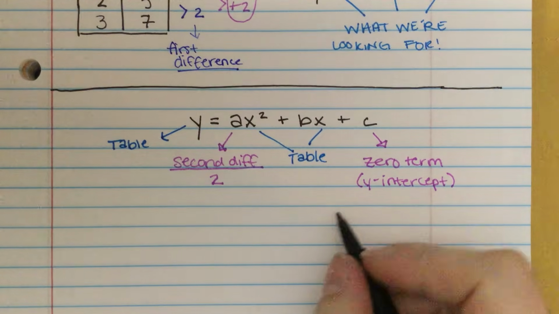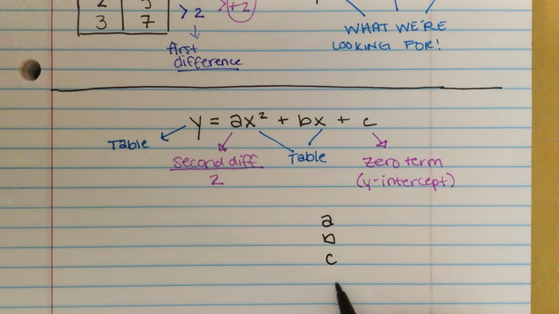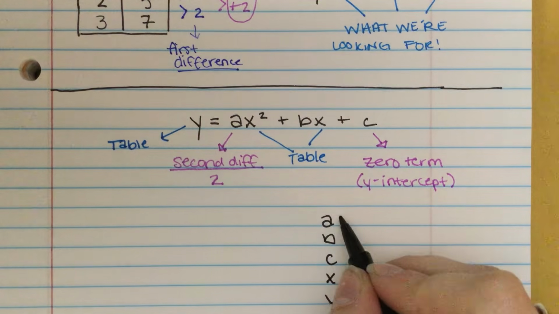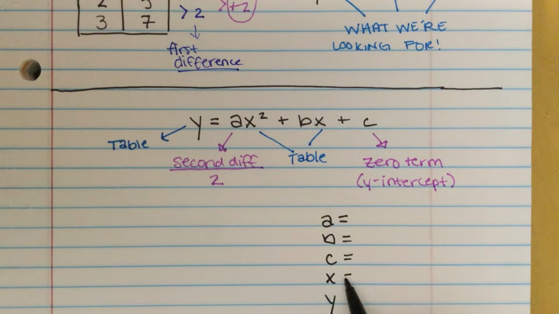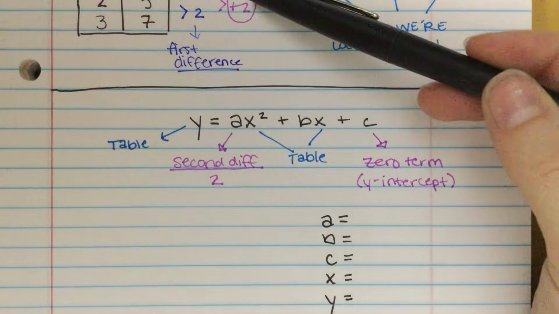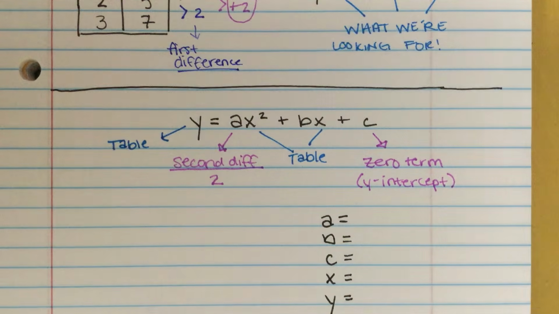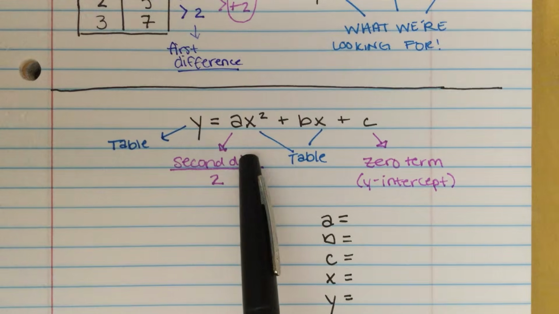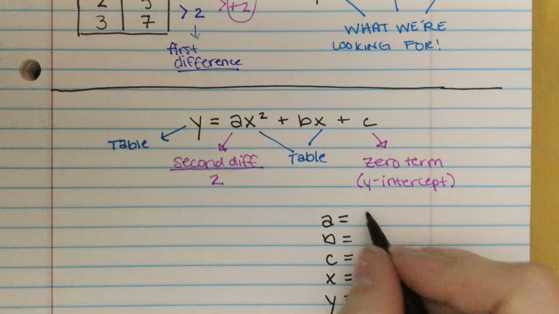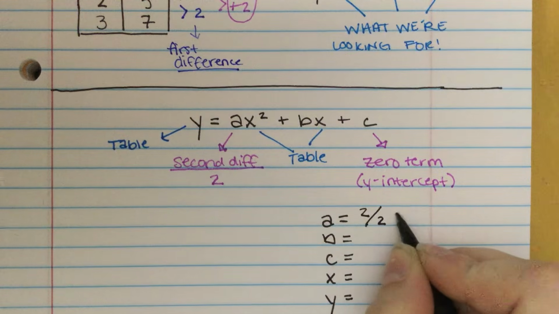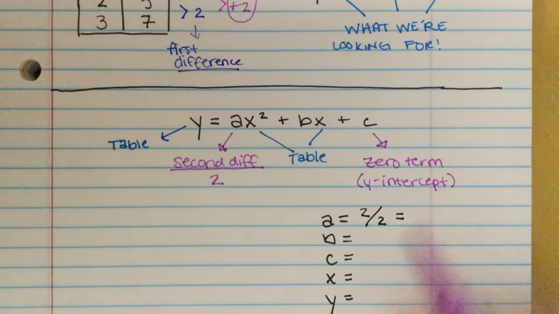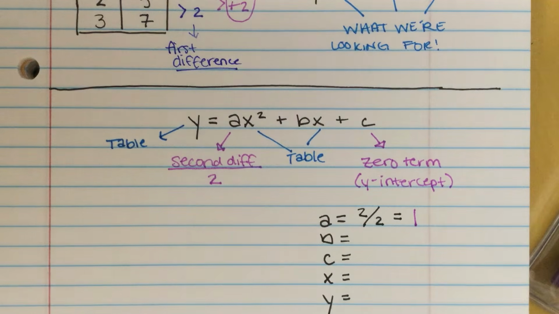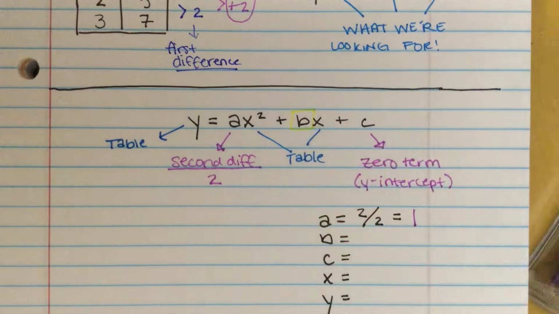some of my variables. So I know that I need to find a, b, c, x, and y. Okay, so I know from up here that my second difference was 2. And I know to find my a value, I take my second difference and divide it by 2. In this case, it would be 2 divided by 2, which I can simplify as 1. Okay, I don't know b yet. Okay, I'm going to outline b because that's the special one. That's the one that we actually have to do some math to find.